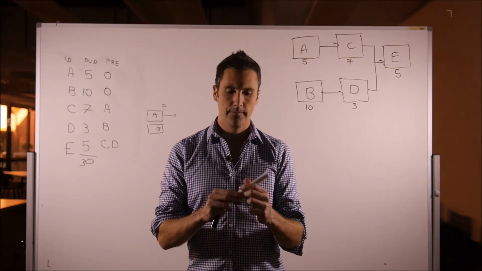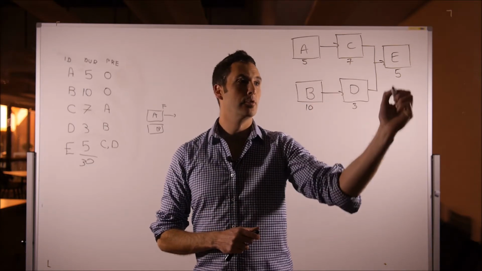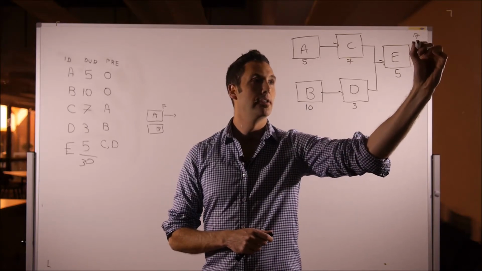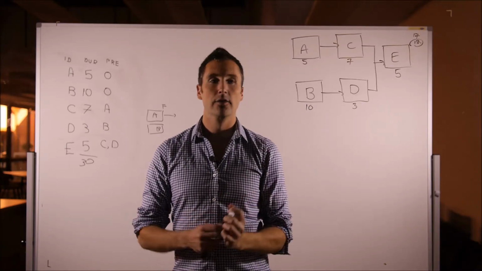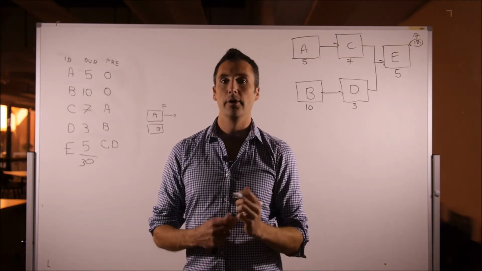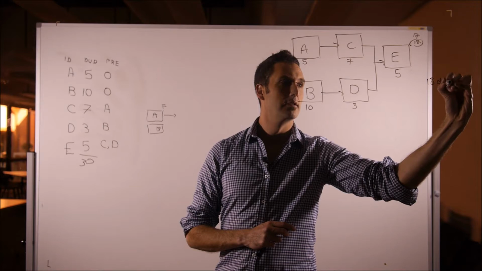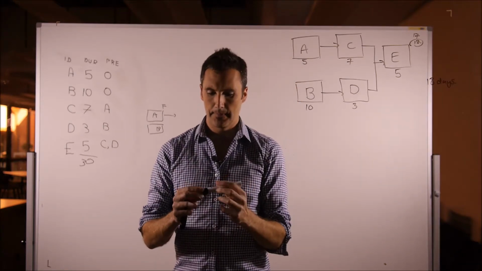Okay, how did you go? Could have gone 5 plus 7, 12, plus 5, 17. 10 plus 3 plus 5 is 18. And hopefully you've taken the longer one and said, well, that's going to be my total project's duration. So this project is going to be completed in 18 days.